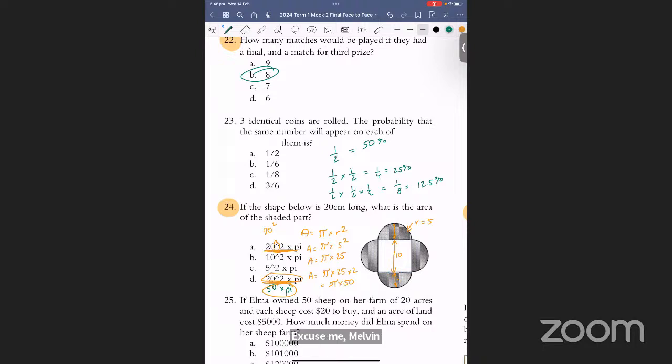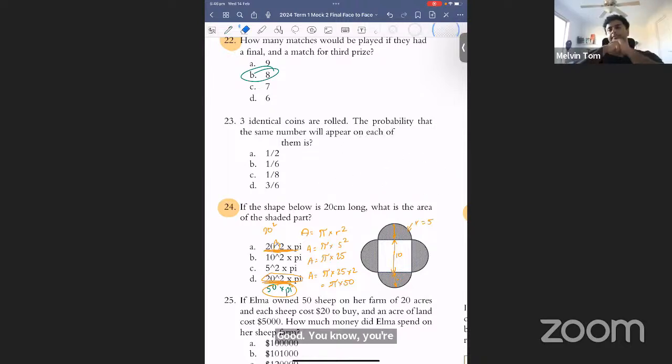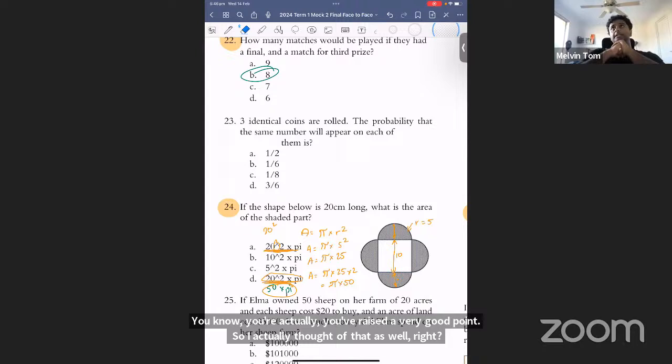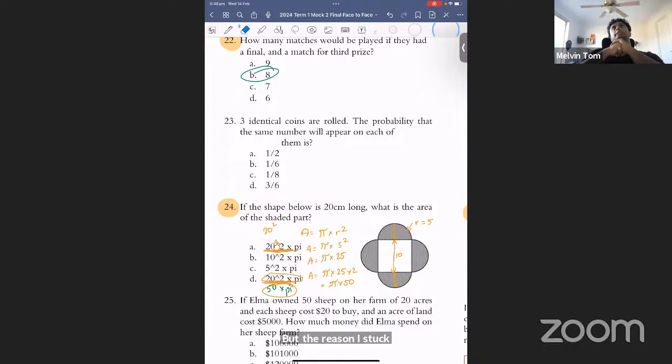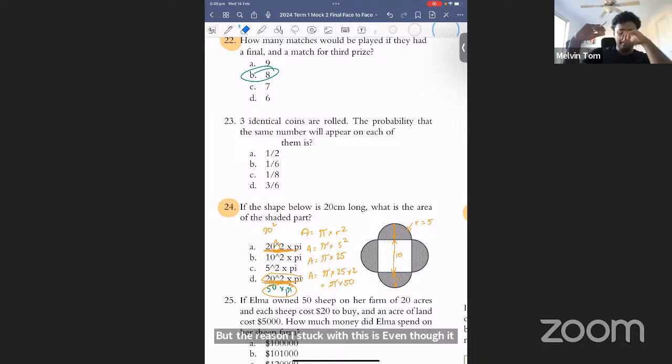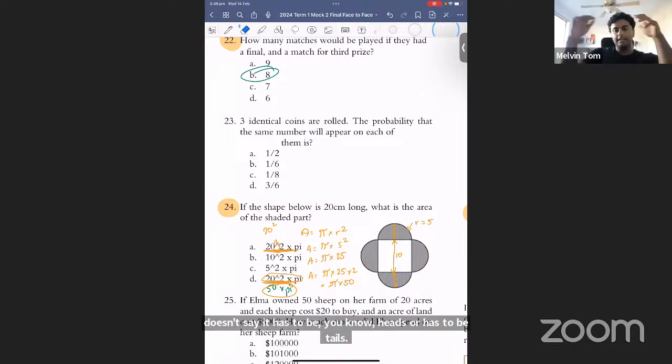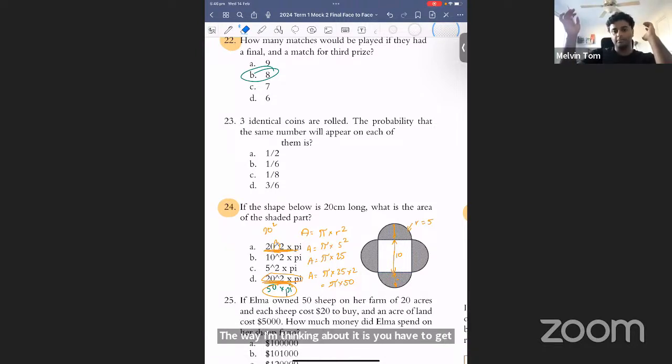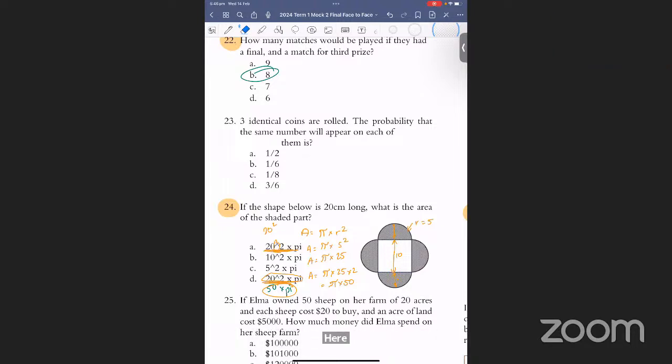Excuse me, Melvin. Shouldn't it be 2/2 multiplied by 1/2 multiplied by 1/2? Because it doesn't say that you have to get a head. You can get either a head or a tail on the first. You raised a very good point. I actually thought of that as well. But the reason I stuck with this is that even though it doesn't say heads or tails, you have to get the same thing 3 times in a row. That's why it has to be 1/2 times 1/2 times 1/2.